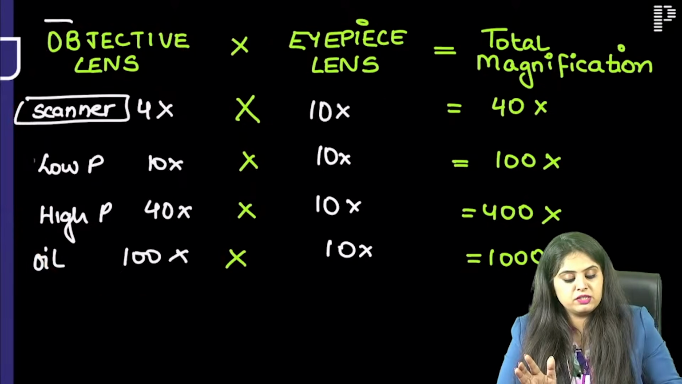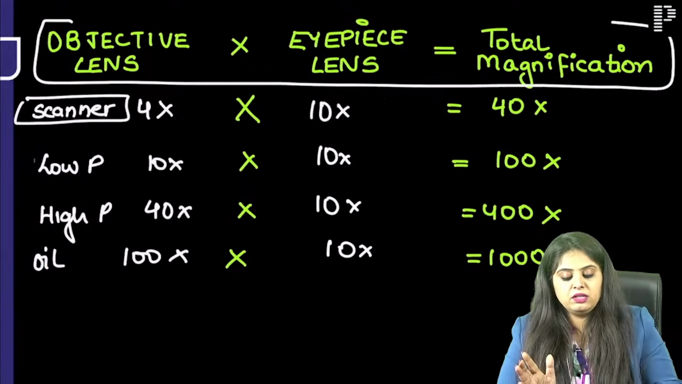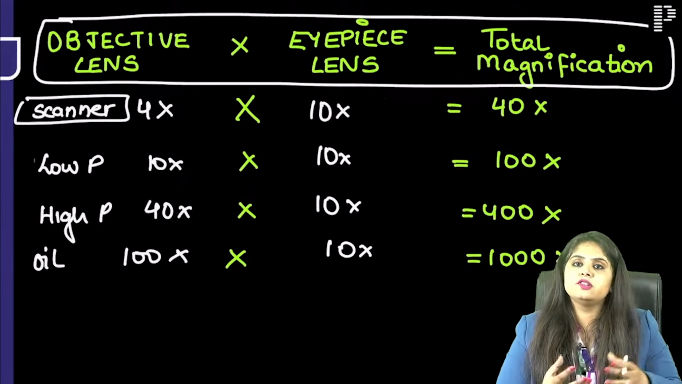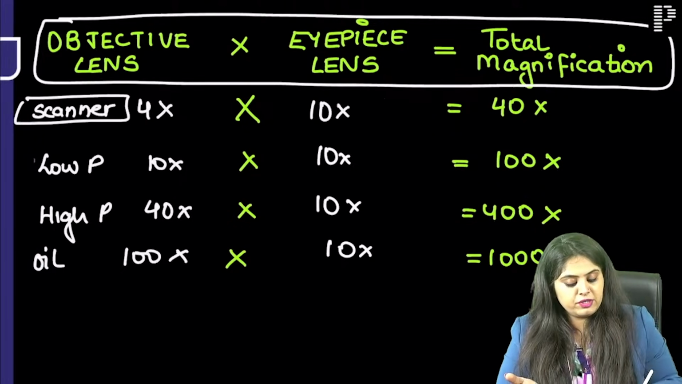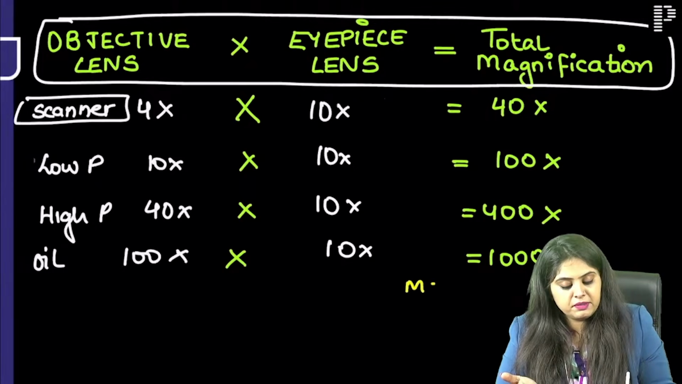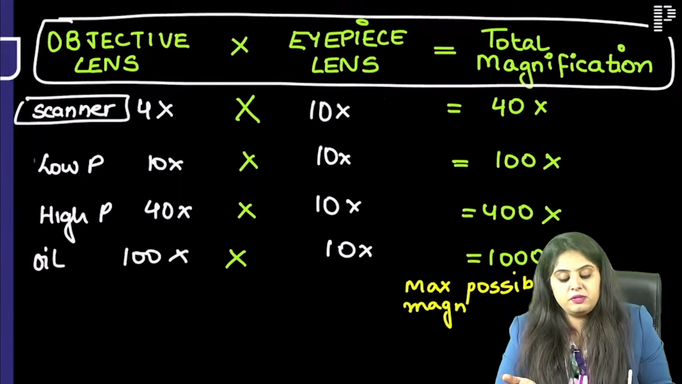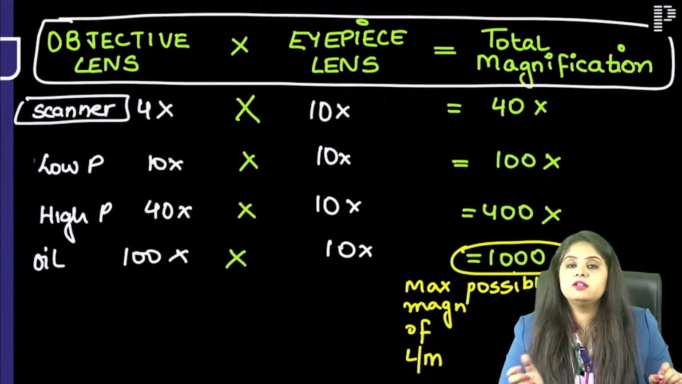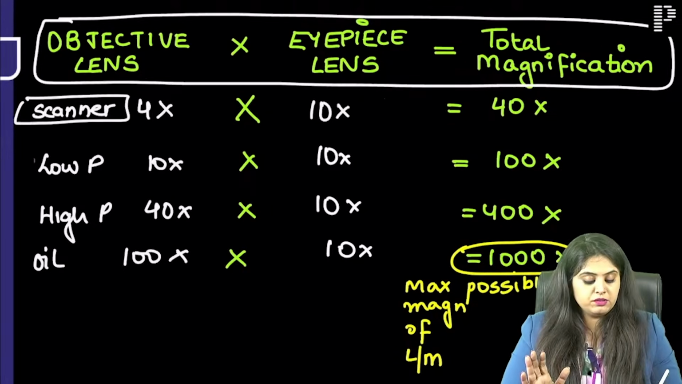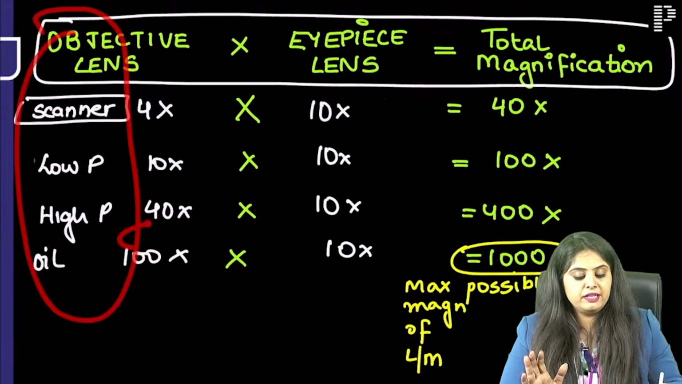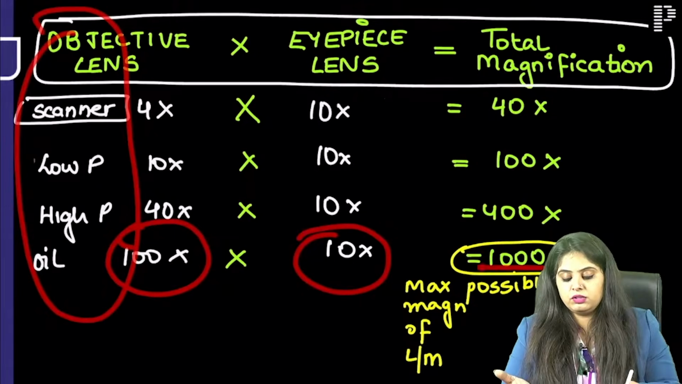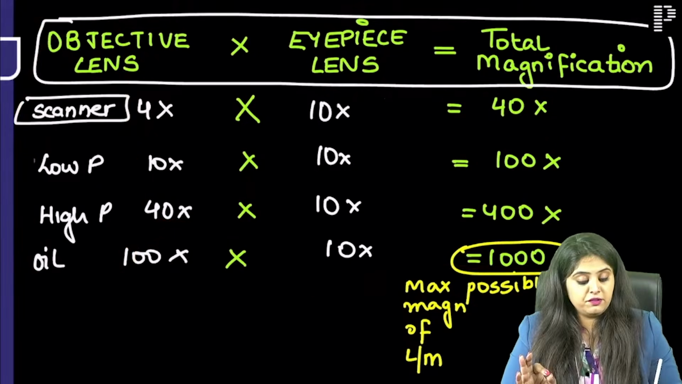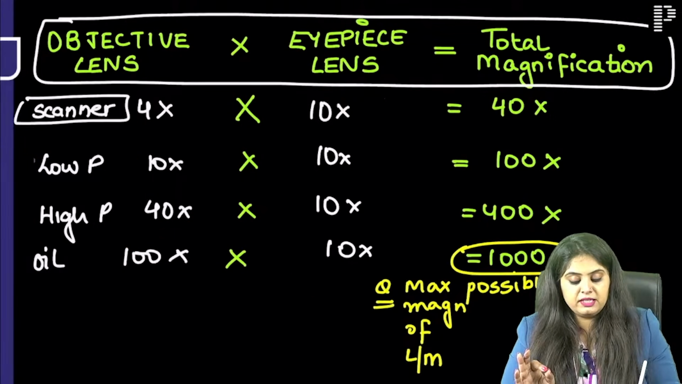So the first question they will ask you, how is the total magnification calculated? Just multiply the two lenses. The next question is, what is the maximum possible magnification of a light microscope? The maximum possible magnification of a light microscope is 1000x. You've understood how 1000x came? Because the maximum of the objective is 100x and the eyepiece is always 10. So the total becomes 1000. This is a very famous PYQ that they ask you.